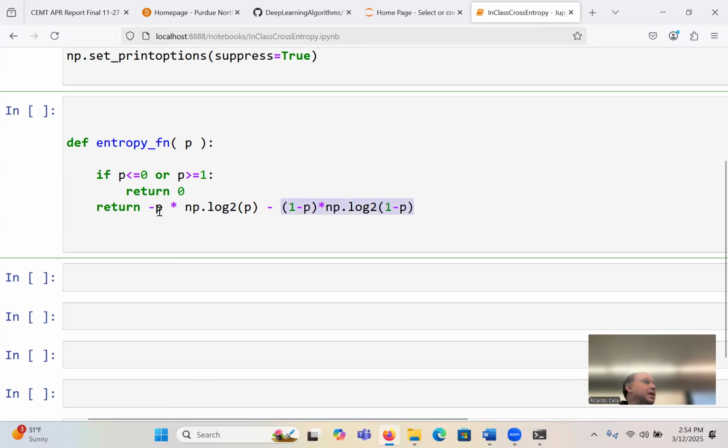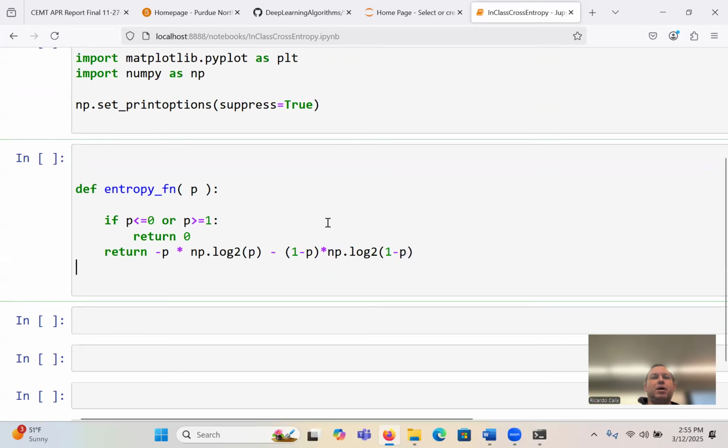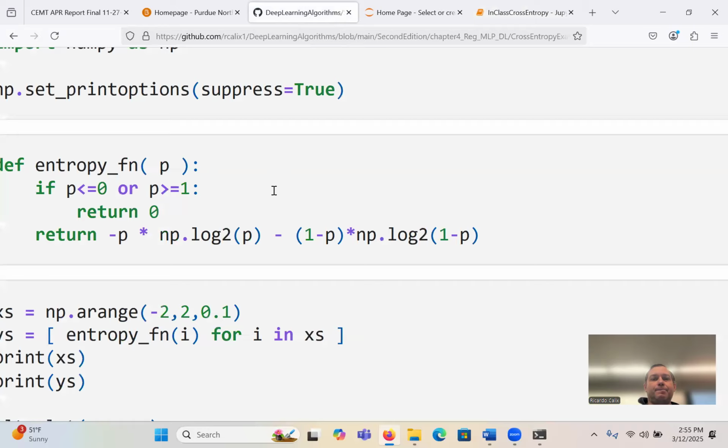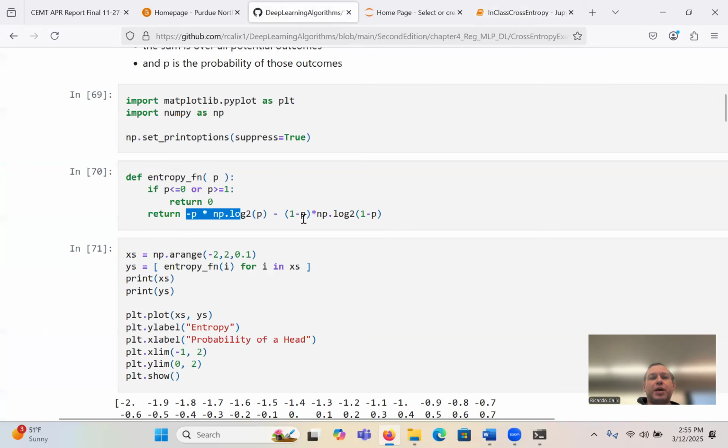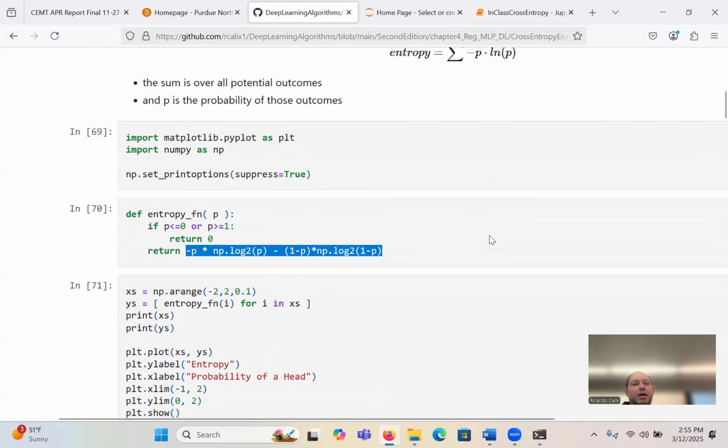So if I did P here, then 1 minus P is the other one, right? And so it's 1 minus P times the logarithm of 1 minus P. Do you guys see that this Python expression is the same as this equation? Okay, they're the same. All right. So now I have that written down in my function.